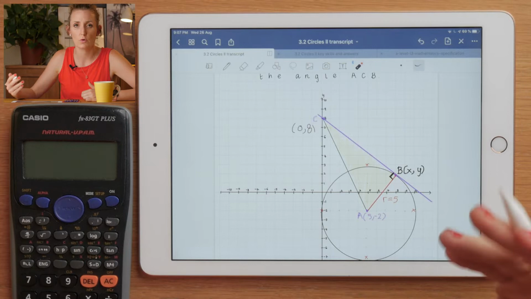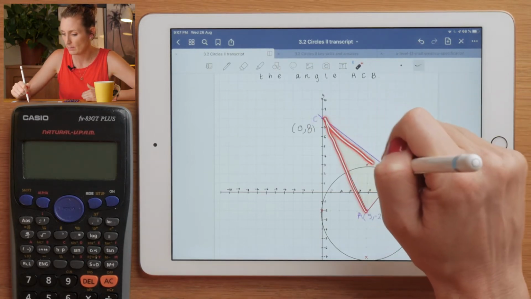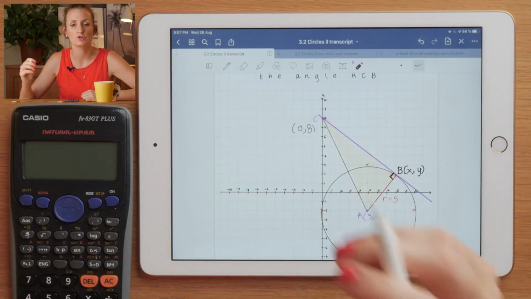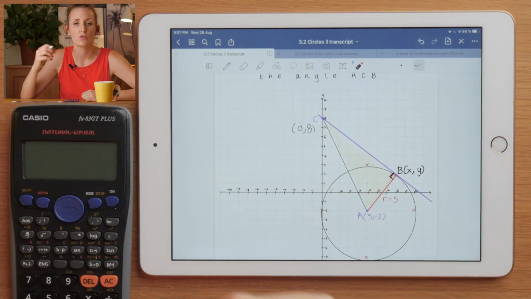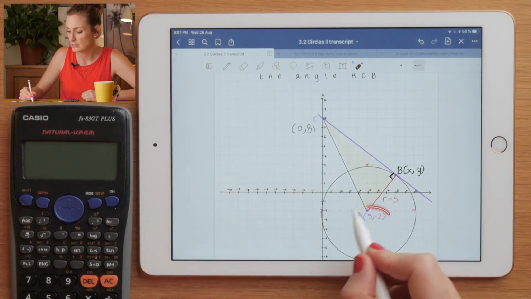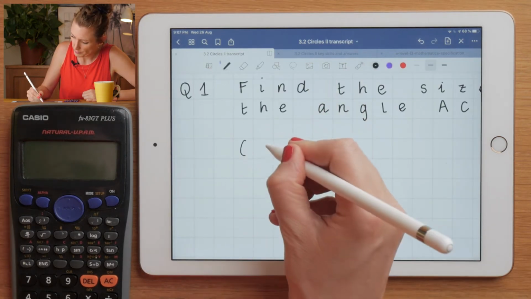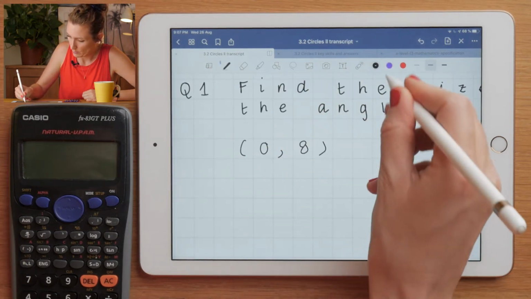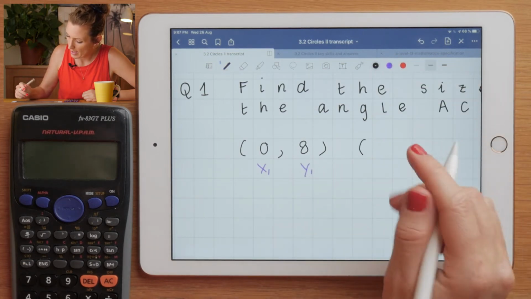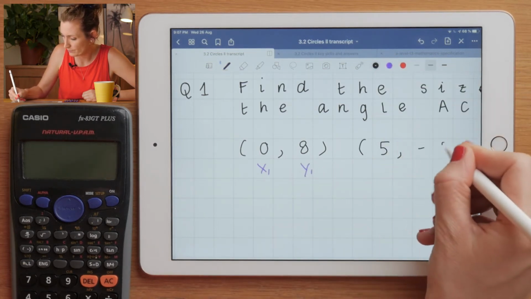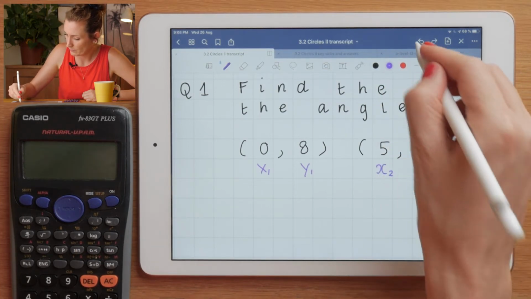Now we're going to use SOHCAHTOA, we're going to use trigonometry to find this angle ACB, but when we use trigonometry we need two sides. We've only currently got one side, so that's where the formula for the distance between 2 points is going to help us out. So let's use our 2 points as (0, 8), which can be x1, y1, and (5, -2), which are going to be x2 and y2.